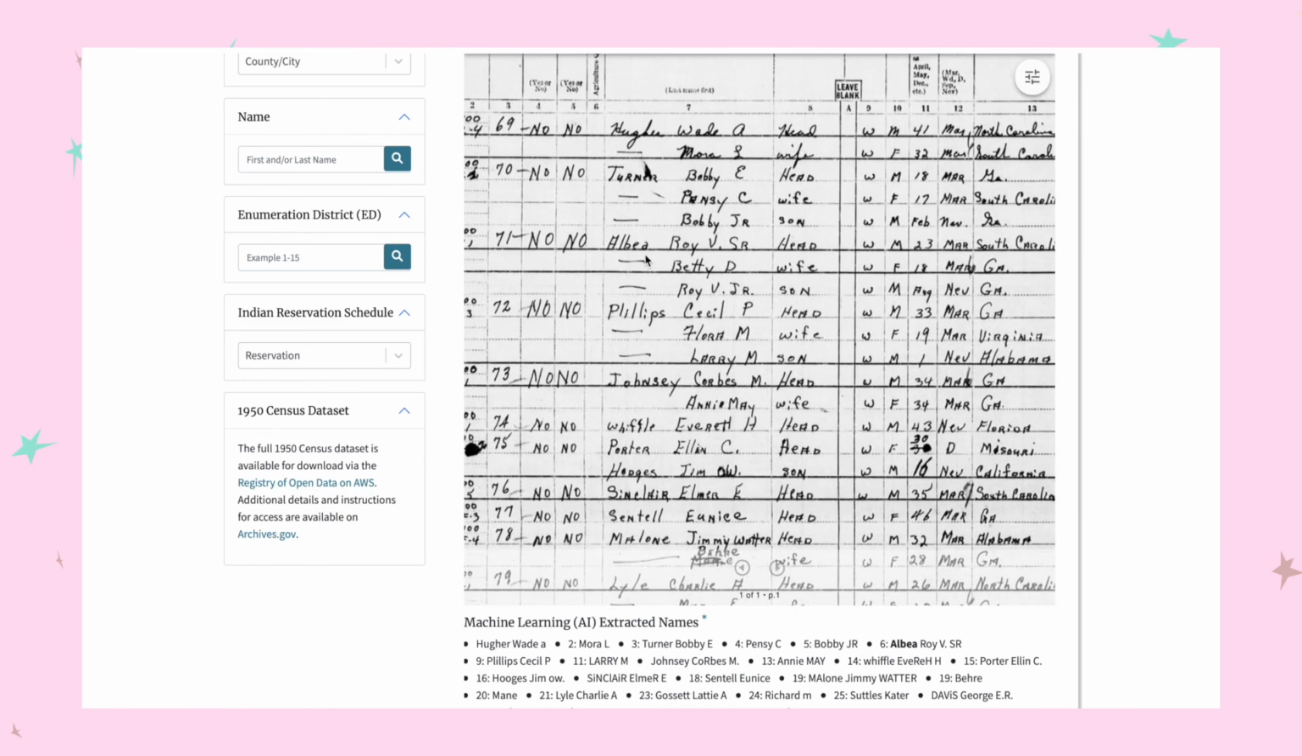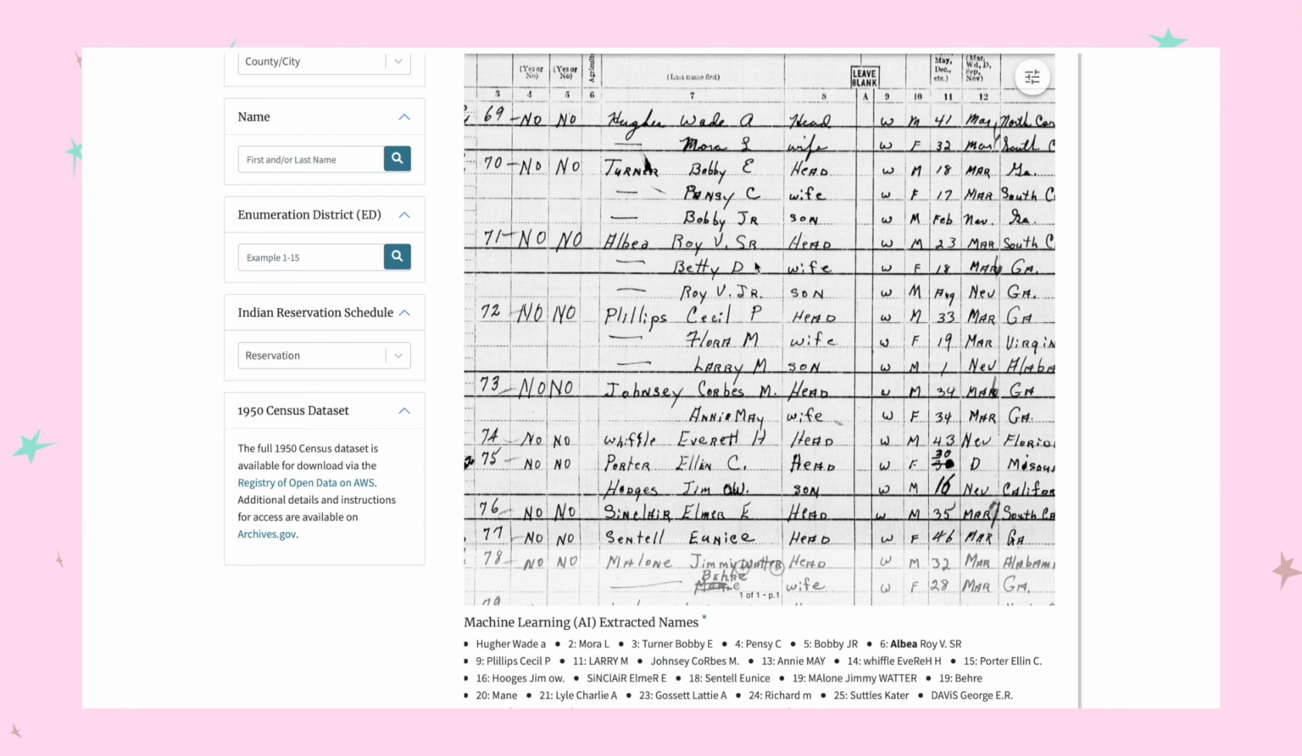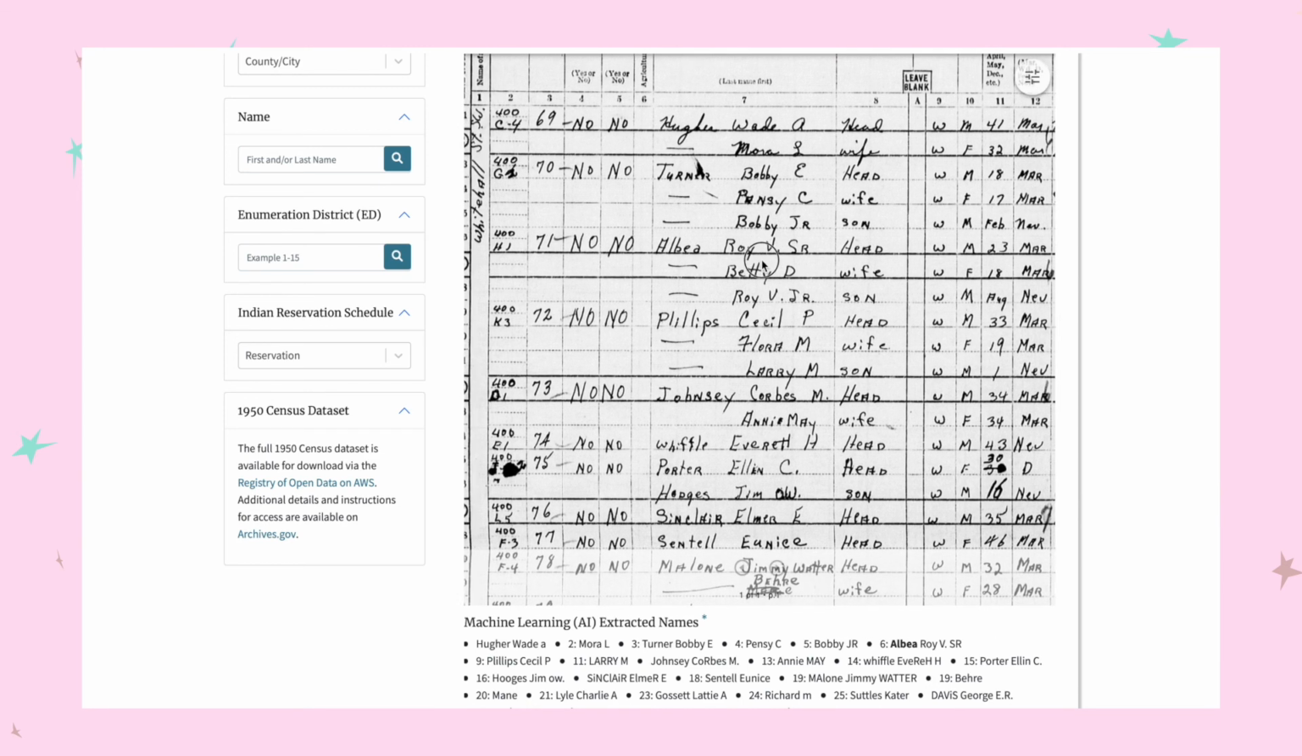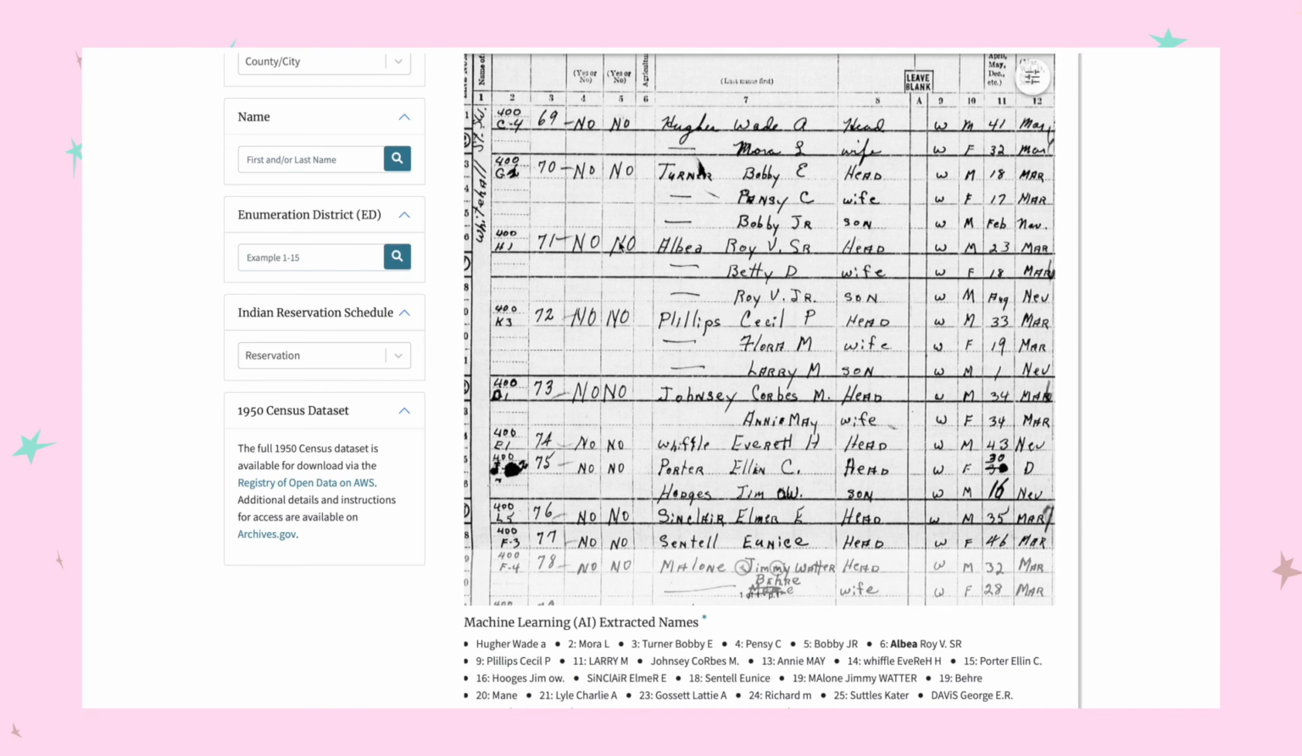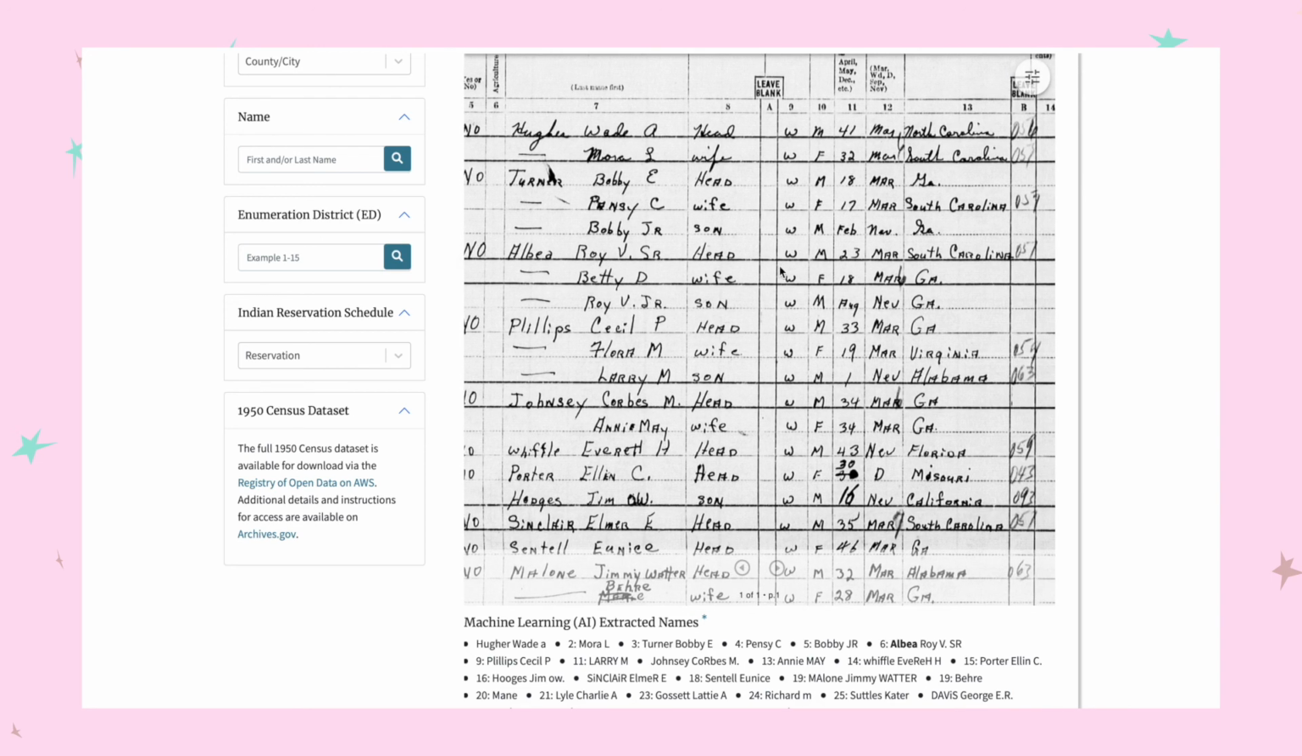Yep, so here is my grandfather, my grandmother, and their son. Above them, my great aunt and her family. So we can see a variety of different aspects to their lives. We have the street that they lived on, their address, some information about the home that they lived in. We have their race, their gender, their age, their marriage status, where they were born.